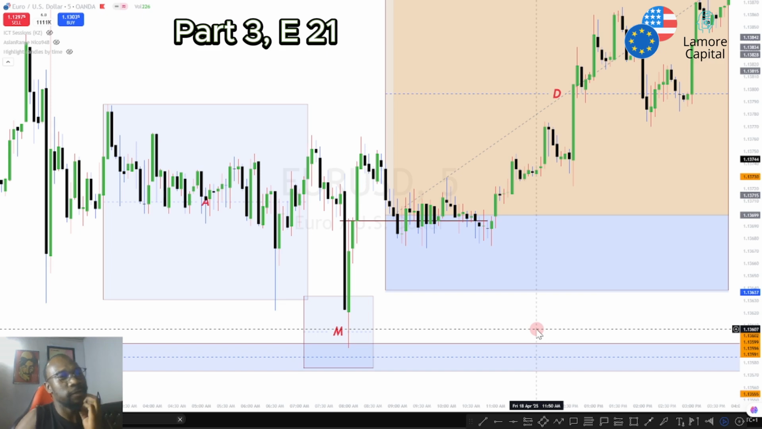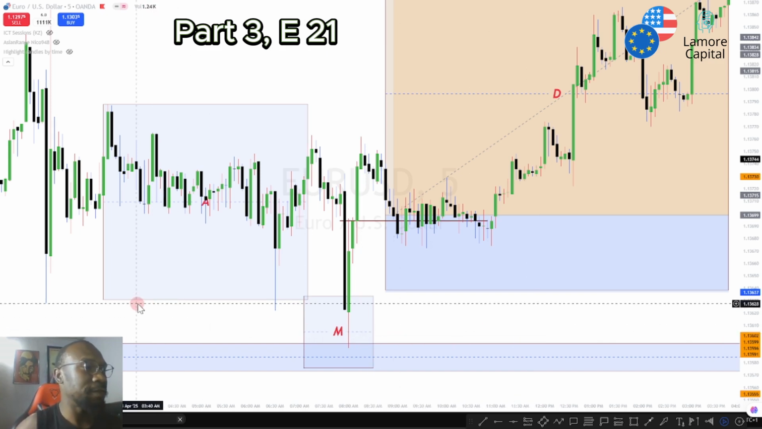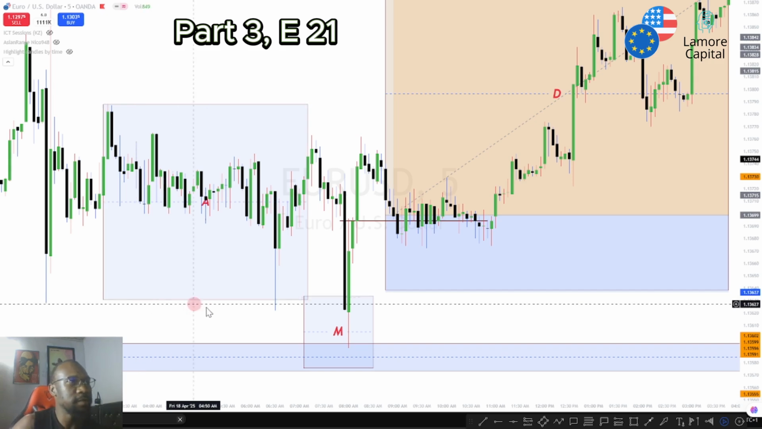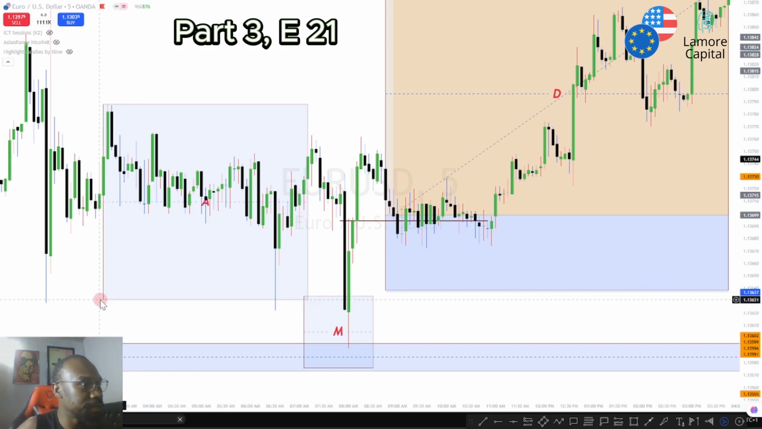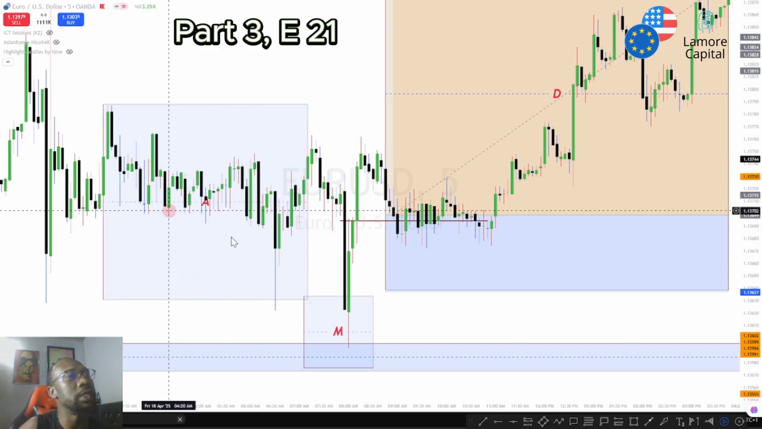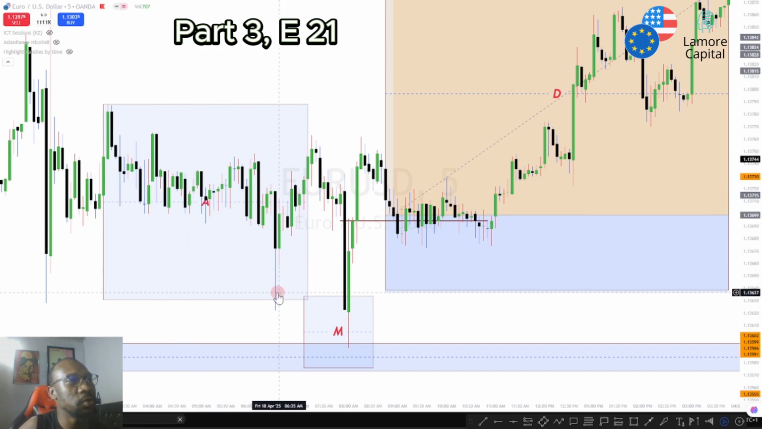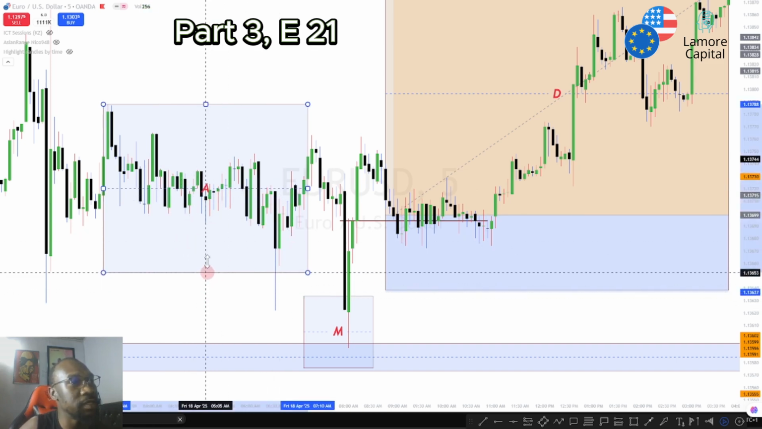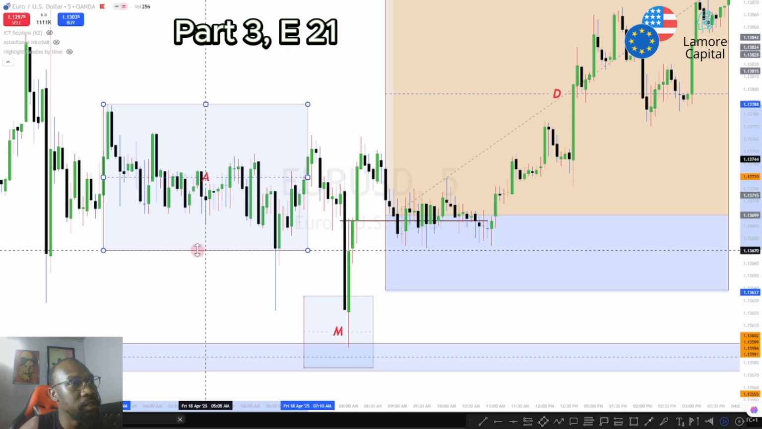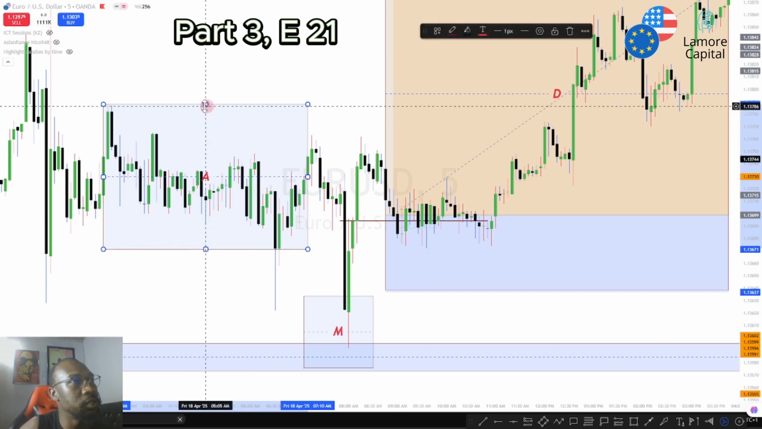So this particular fateful day, this last Friday that passed, this particular candle was printed around 3 a.m. So the whole Asian session was on consolidation. So this is what they call accumulation. So it continued accumulating.